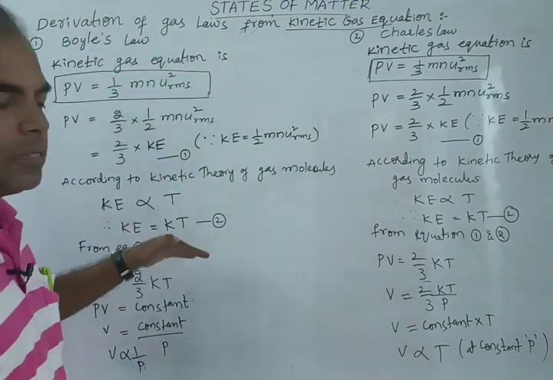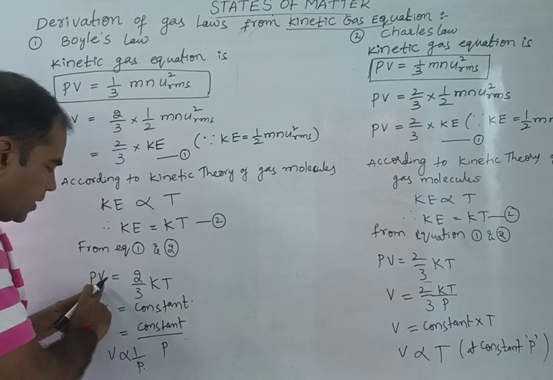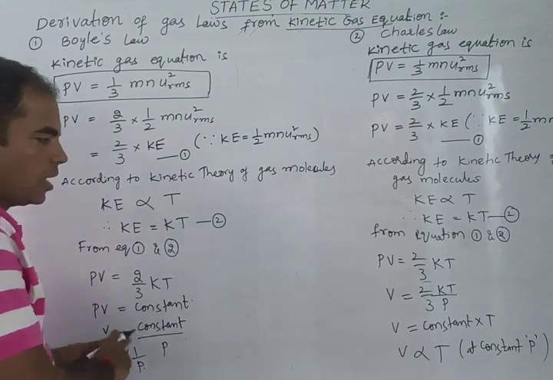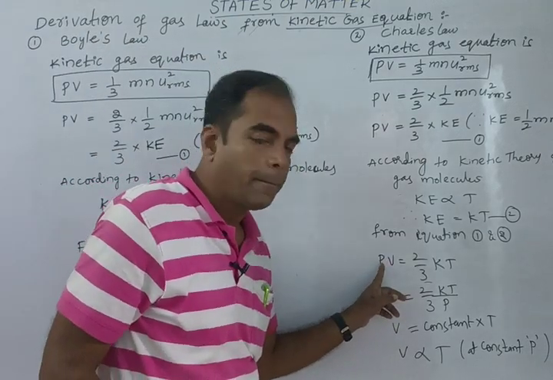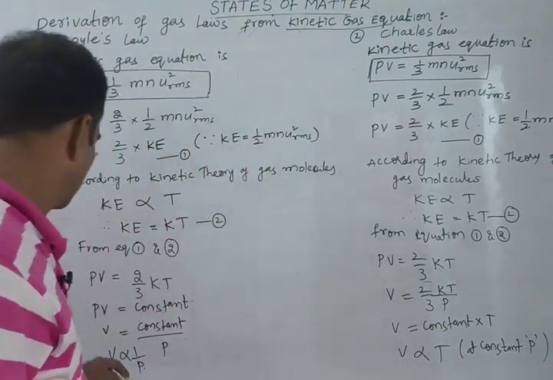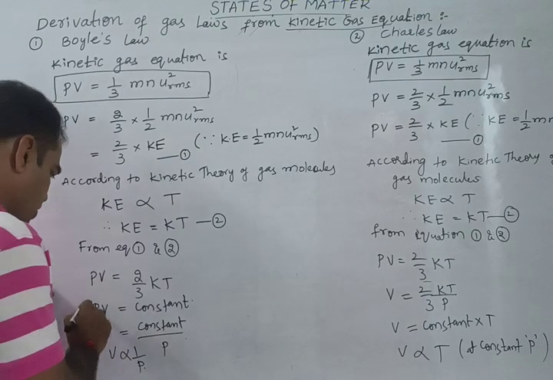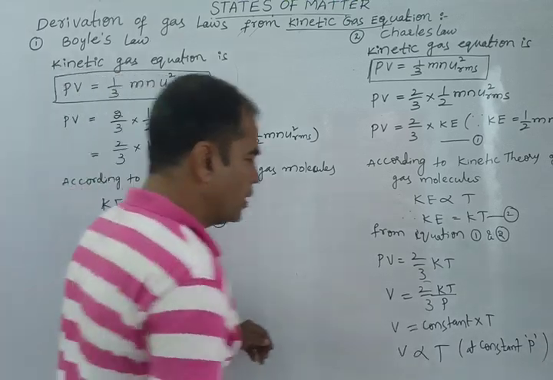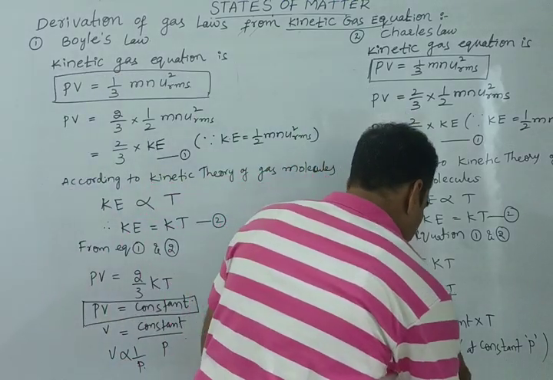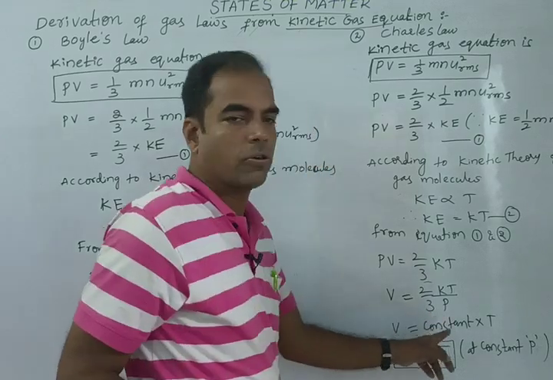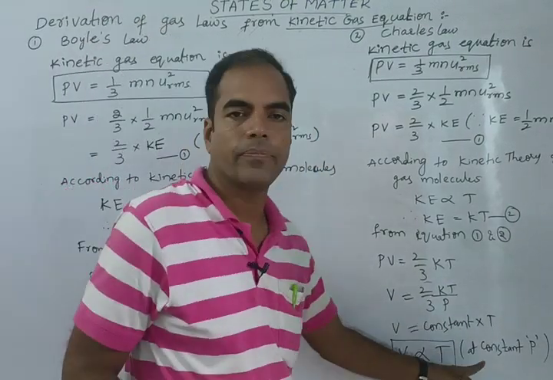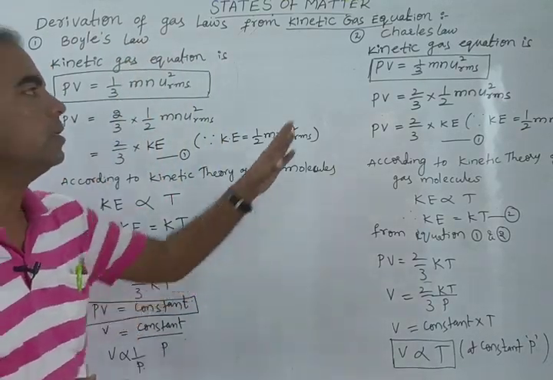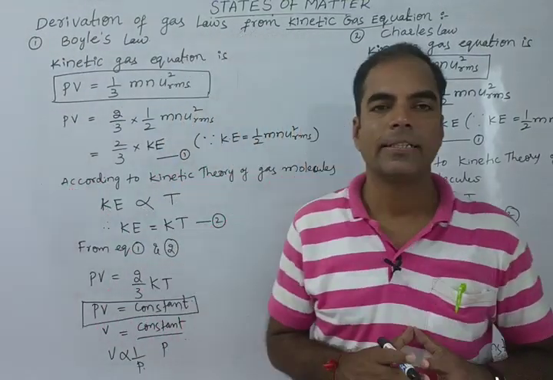These are the same steps. Just in the last step, compared to Boyle's law, you have to write P in the denominator. Here PV equals constant is Boyle's law. V proportional to T, or V equals constant times T, V equals KT, is Charles law. Okay, students. This is Boyle's law and Charles law. Thank you, students.